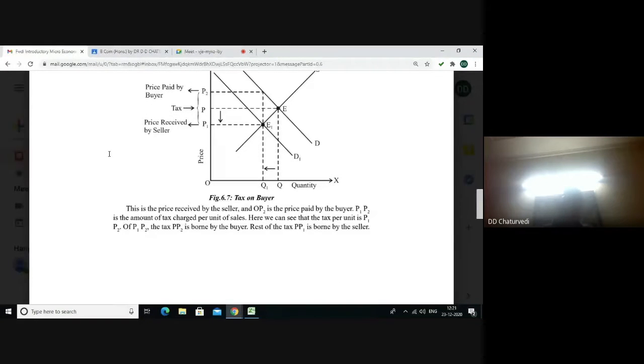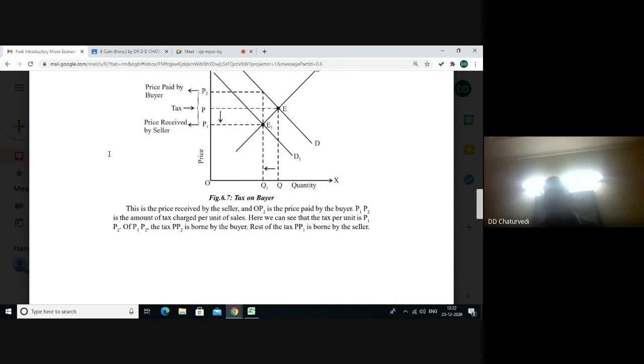So here we find that the price received by the seller is less, but the price paid by the buyer is more. And the difference between the two is the tax revenue received by the government. And this tax revenue per unit can also be understood as the difference between the two demand curves.